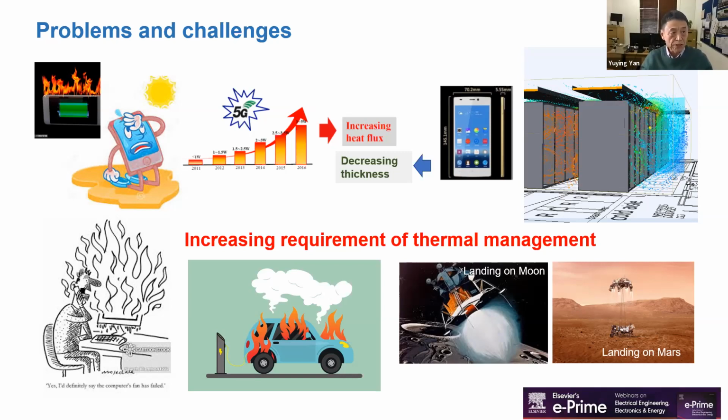Similarly, electric car battery safety could also be an example. An overheated battery will result in a fire or explosion. So we understand that without proper thermal management, landing on the Moon or Mars will obviously be impossible.